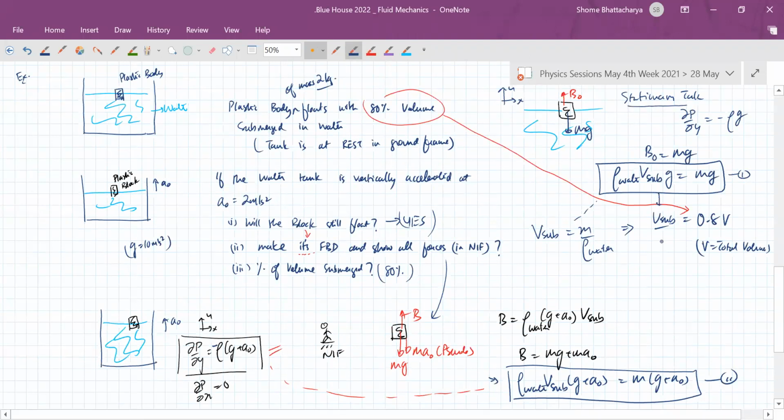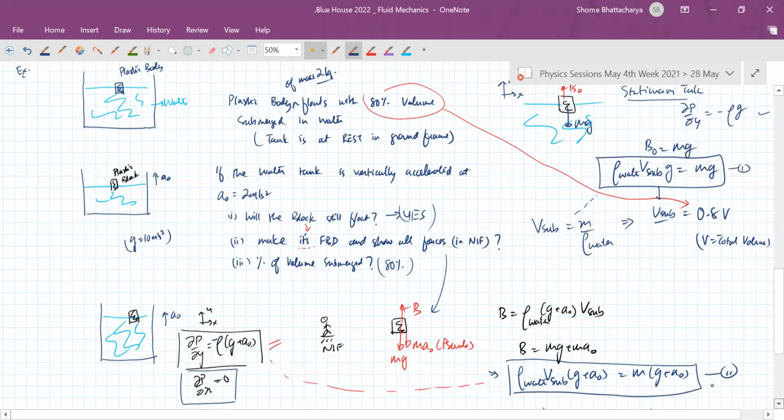So buoyant force is equal to weight. Understanding, no? So in the stationary tank, the vertical pressure gradient is minus rho g. So the formula of buoyant force is density of water into volume submerged into g. But in the accelerated tank, what happens? This pressure gradient changes to minus rho of (g plus a naught). So the buoyant force is still vertical. There's no horizontal component because del p by del x is 0. But the formula for the vertical buoyant force changes. It is now density of water into V submerged into (g plus a naught), because in the gradient of pressure, g is replaced with g plus a naught.